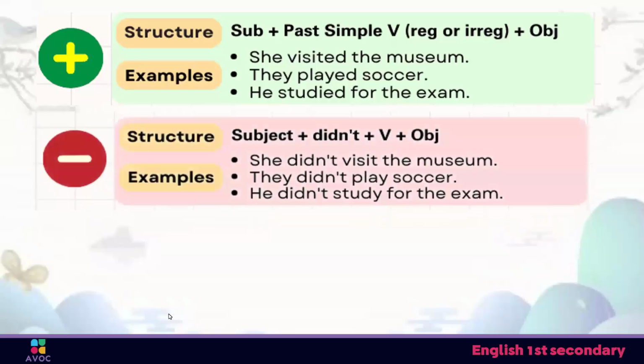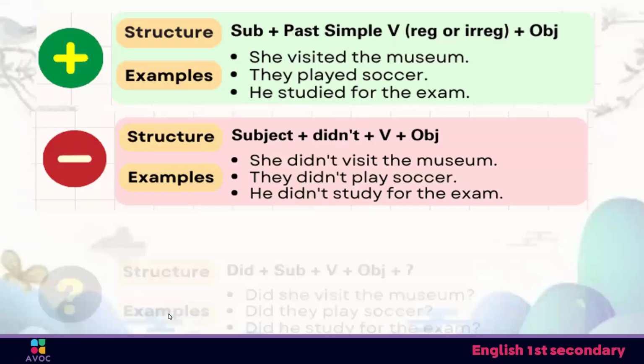عندنا negative structure. في negative structure برضو I bring didn't before the base of the verb. يعني I put didn't before the verb in the infinitive or in the base form of the verb. For example, didn't visit. I just put didn't before the verb. Or didn't play, didn't study, and so on. يبقى بكده احنا بنجيب negative form of the past simple tense.